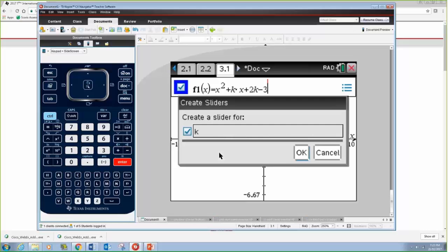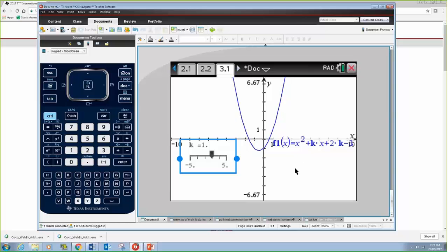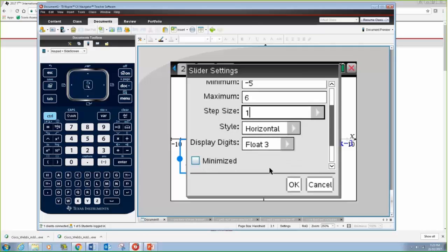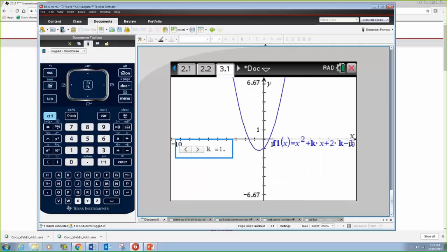So if I press enter, in operating system from 4.2 I think on, the calculator recognizes that k is a parameter and it will create a slider automatically. So I'm saying yes, I want a slider. If you go here on the calculator, it's Control Menu, on the computer it's right click, so we can do the settings. I will change that to, let's say, 6, and we'll do the automatic step 1. If you scroll down, we can minimize the slider because that looks nicer.